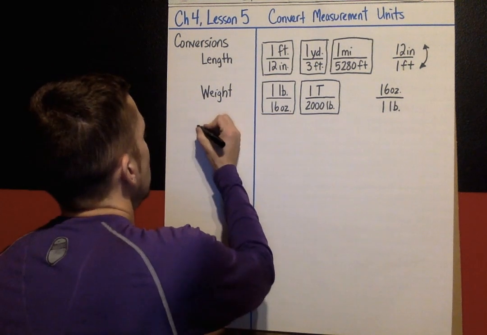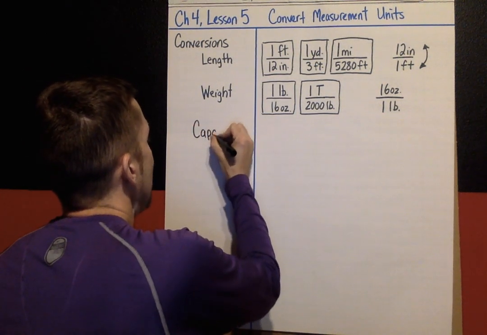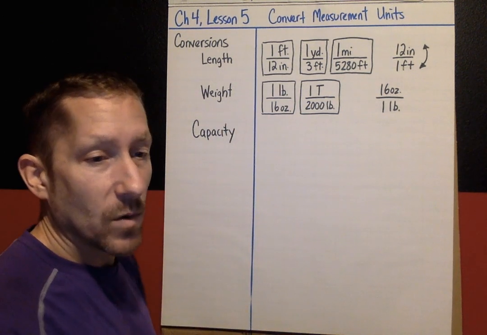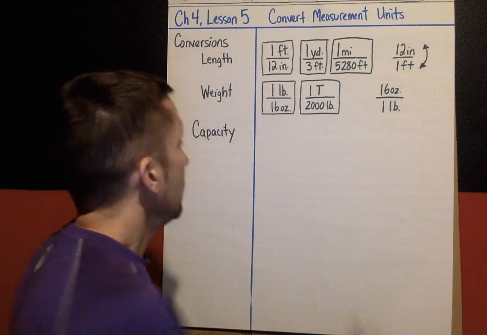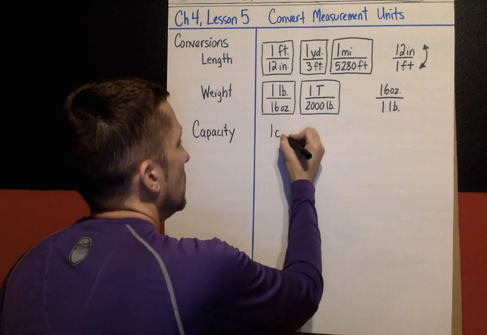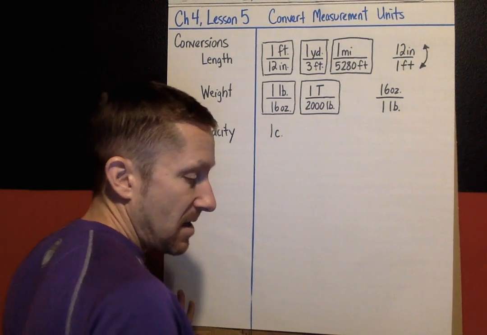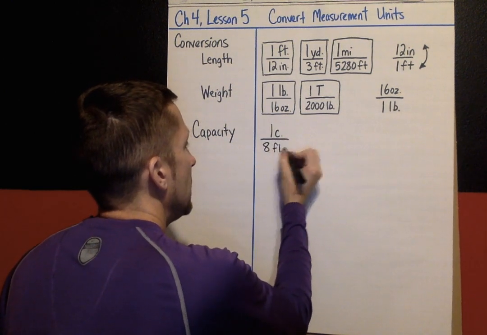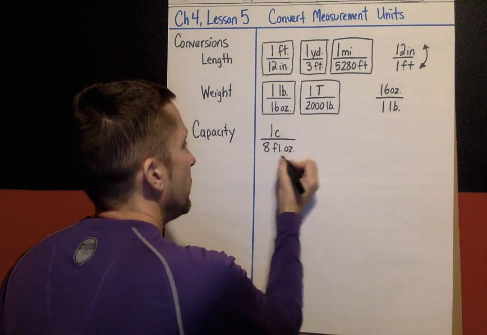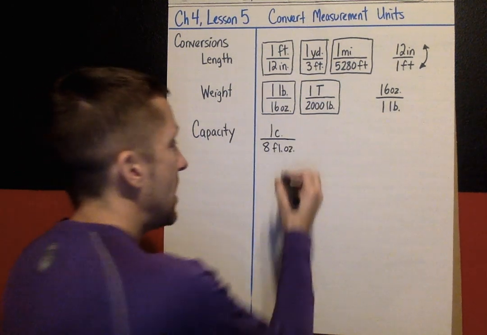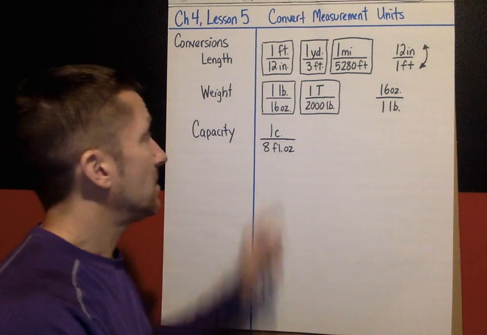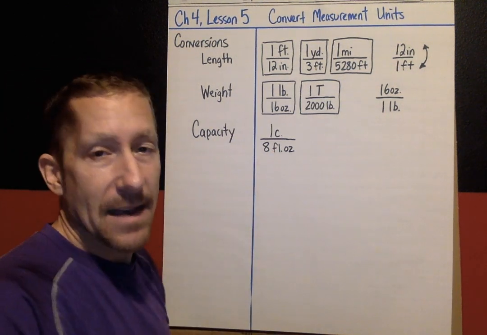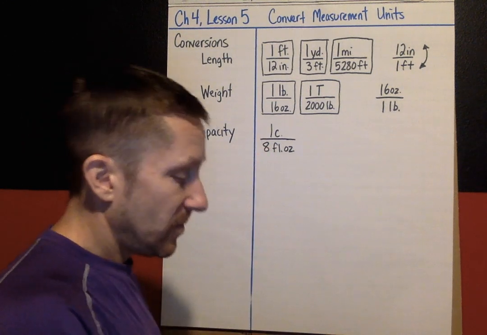The last type of conversions are capacity conversions. How much does a container hold? You can think of it like that. 1 cup. Cup is abbreviated with a C. 1 cup for every 8 fluid ounces. And that's abbreviated FL for fluid and OZ for ounces. So there's weight ounces and there's also liquid or capacity ounces. 1 cup for every 8 fluid ounces.